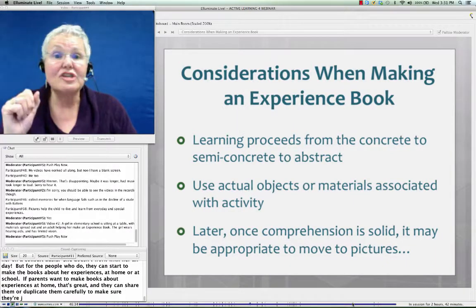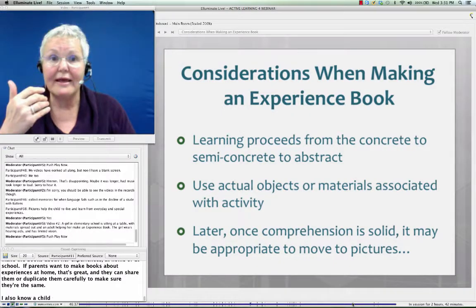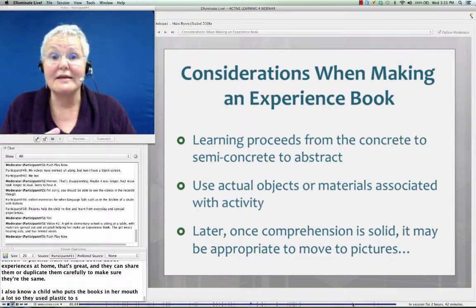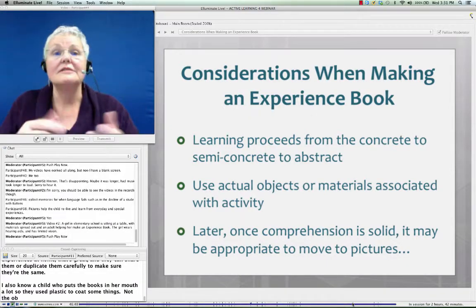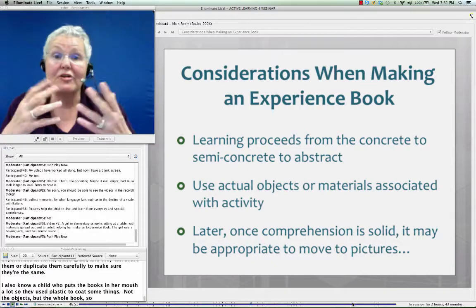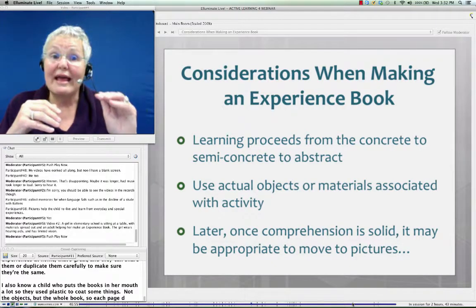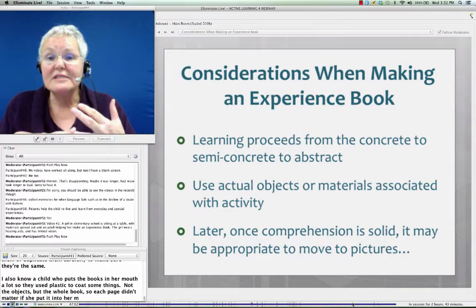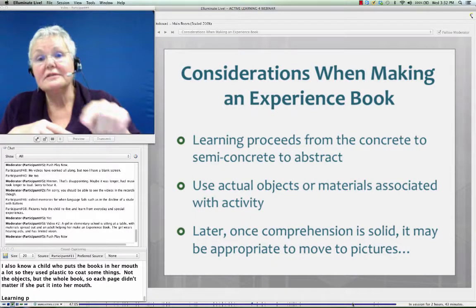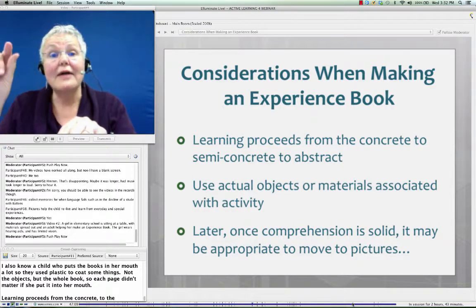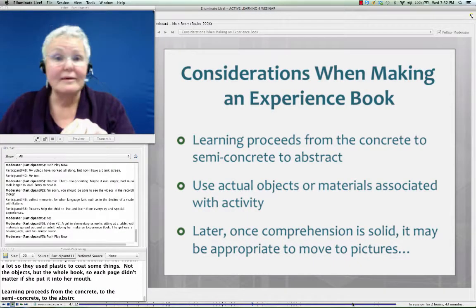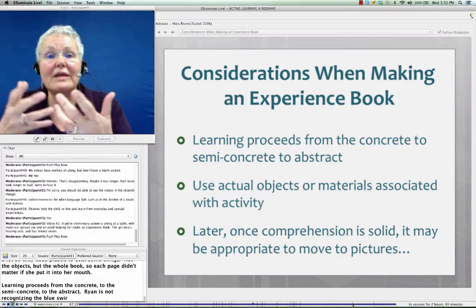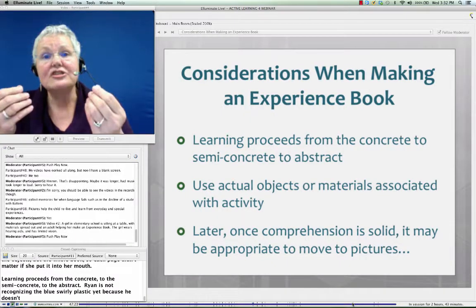I also know a child who puts the books in her mouth a lot. So they ended up using plastic to coat certain things, not the objects, but to coat the whole book so that each page was one that if she stuck it in her mouth, oh well. But the objects were still on the outside. So considerations when you're making an experience book with the child: learning proceeds from the concrete to the semi-concrete to the abstract. So in Ryan's case, he is not recognizing that blue swirly piece of plastic yet because it doesn't have a reference for him. He doesn't know what that really means. It's not something we can put into a tactile item.